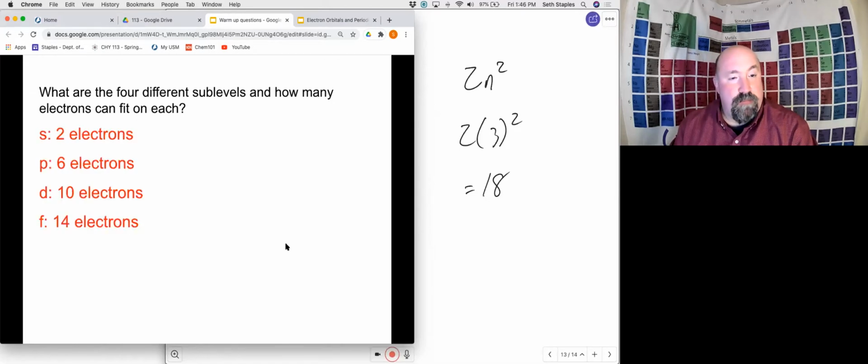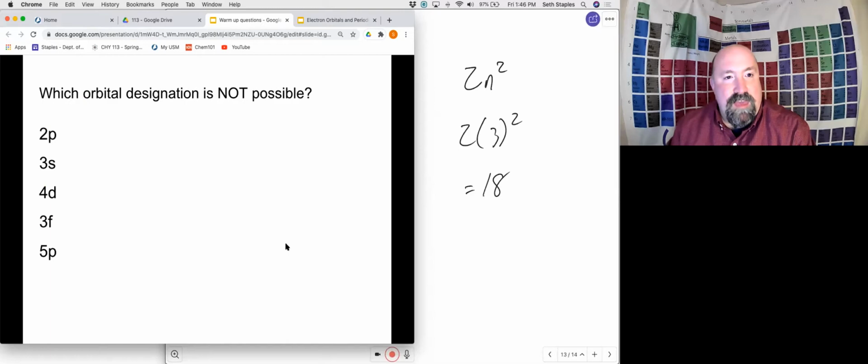Hopefully this is what you got. The sublevels are S, P, D, and F, with 2 electrons maximum on the S sublevel, 6 electrons in a P sublevel, 10 electrons in a D sublevel, and 14 electrons in an F sublevel. And lastly, take a look here and determine which type of orbital is not possible. Hopefully you determined that 3F is not an orbital that can exist.